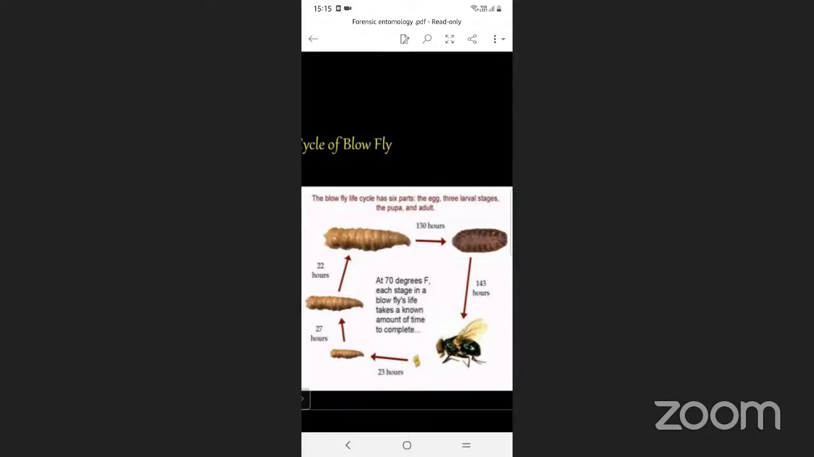So ours also, it has been written clearly, that each stage in a blowfly's life takes a known amount of time to complete.